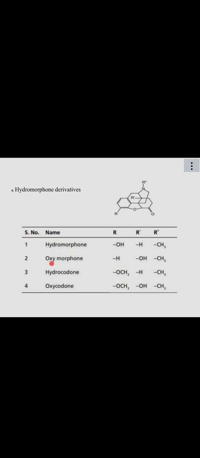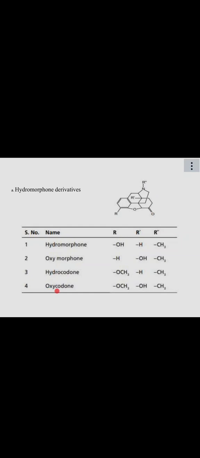Oxymorphone, again, this is the oxy of this group there, to have a hydroxyl group at this position, and that is the R prime, to have the hydroxyl group there, and of course it will have a hydroxyl group here and a methyl group there. Hydrocodone, as long as it doesn't have an oxy, that will be a hydrogen. It is a hydro that is saturated, and a ketone at that position.